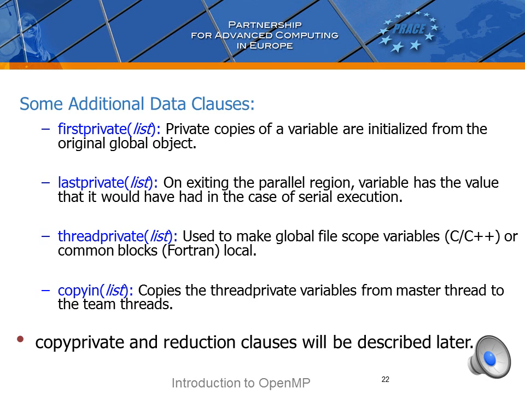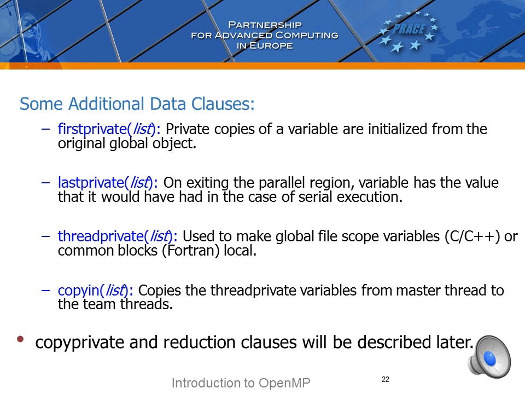Some other useful data clauses are listed here. Firstprivate and lastprivate are also commonly used data clauses in OpenMP. They are special cases of the private clause. Firstprivate initializes a variable according to the value of the corresponding global variable prior to entry into the parallel region. Lastprivate passes the value of a variable from the last iteration in the parallel region to the corresponding global variable. Threadprivate is another data clause.